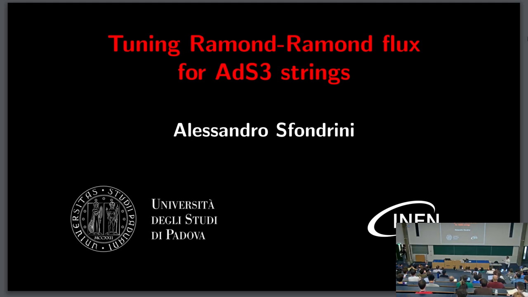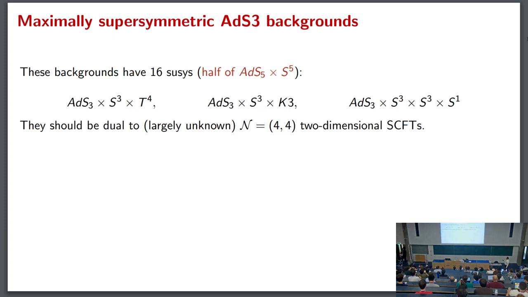more general work about advances in understanding AdS3/CFT2, the so-called tensionless limit, how to put Ramond-Ramond flux in it, and all that. So just to remind you, when you are dealing with AdS3 backgrounds, there are some maximally symmetric backgrounds. They're all of the form AdS3 × S3 × something else. Could be T4, could be K3, or another S3 × S1. And they should all be dual to theories with N=(4,4) supersymmetry in 2 dimensions, though these dual theories are largely unknown.